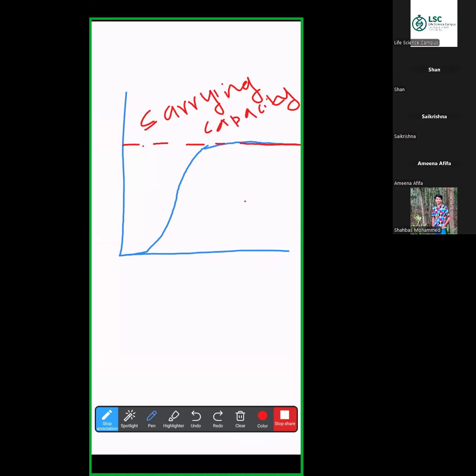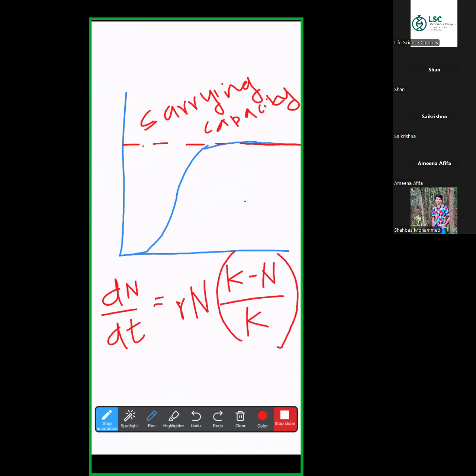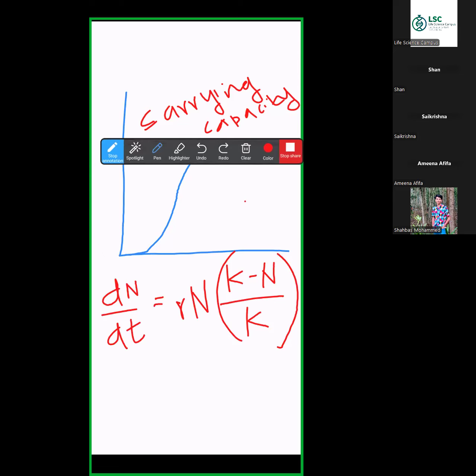In the case of logistic growth also, there is an equation for finding the rate of change of population size. It is given by delta N by delta t is equal to RN into (K minus N) by K. R is the instantaneous growth rate, N is the initial population size, and (K minus N) by K is the proportion of unused resources remaining.